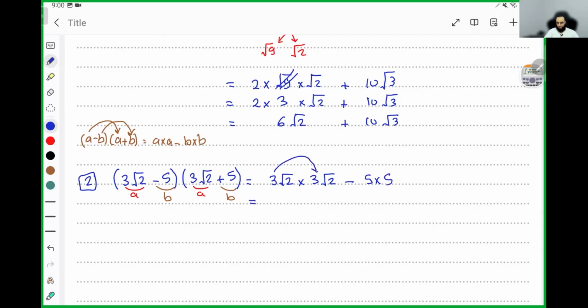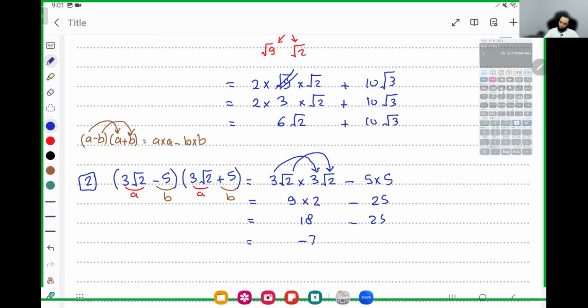3 times 3, 9. Root 2 times root 2, 2. Is it 92 or 9 times 2? 9 times 2. Minus 25. Then it's 18 minus 25. Then it's negative 7. Let's check the calculator.